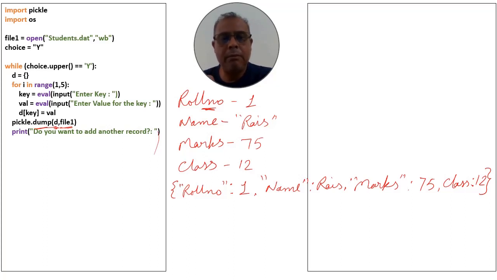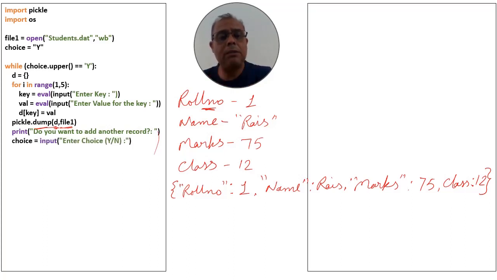A new dictionary will be created. In that new dictionary we are going to add new values of key value pairs, and then we will write that dictionary into the file. So this process will keep repeating till we enter Y, capital or small y, in our choice variable.